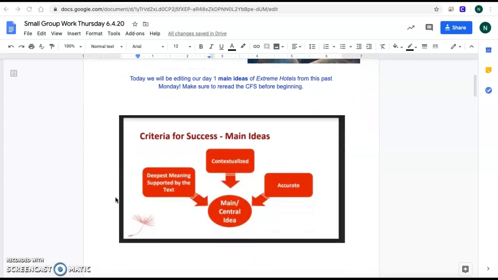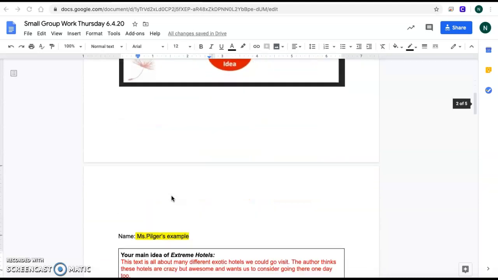So CFS for main ideas. We know that every time we write the main idea of a text, it always should be accurate. So it should include the topic and what I learned about it. Contextualized, so it should have evidence directly from the text to support what I'm saying. And it should include the deepest meaning about the text. So if it's an informational text, it should be the author's point of view. Let's see what I did.